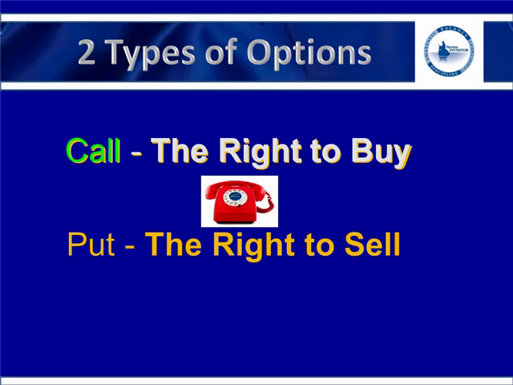Now, this one threw me. When I started trading, I understood the call. It made sense to me. If I have the right to buy a stock at 25 and it goes up to 30, then I can buy it at 25, sell it at 30, make money. Okay, that made sense. The put did not make sense.